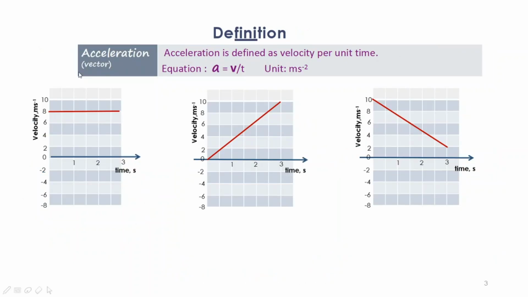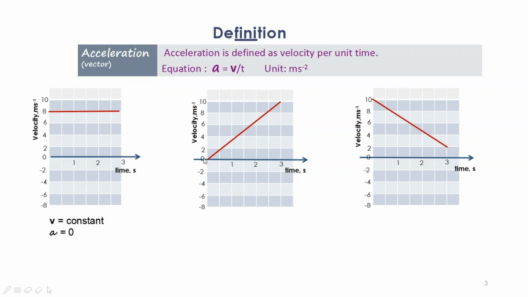Acceleration is defined as the change in velocity per unit time. The equation is a equals v divided by t. Below, we present three graphs, velocity versus time. The first graph is a horizontal line where the velocity is equal to 8 meters per second over the time period from 0 to 3 seconds. The velocity is constant throughout the period, hence the acceleration is equal to 0.